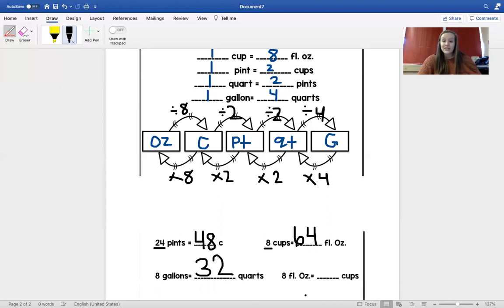Our last one that we're going to do together is how many cups are in 8 fluid ounces? Well, if you remember that 1 cup is 8 fluid ounces, you could just know that it's 1. But if you don't, look at your chart. If you start at ounces and move to cups, you divide by 8. And 8 divided by 8 is 1.